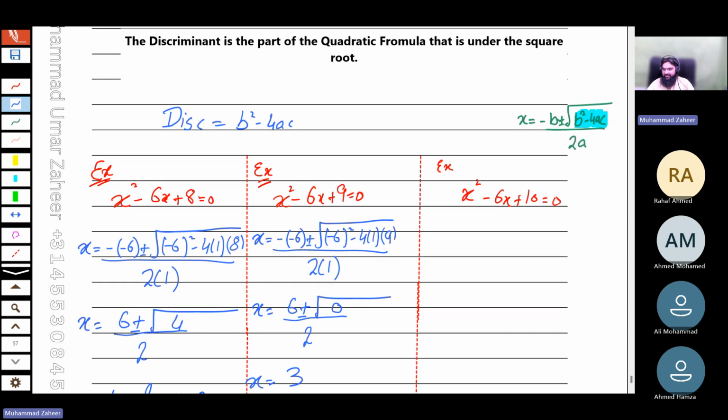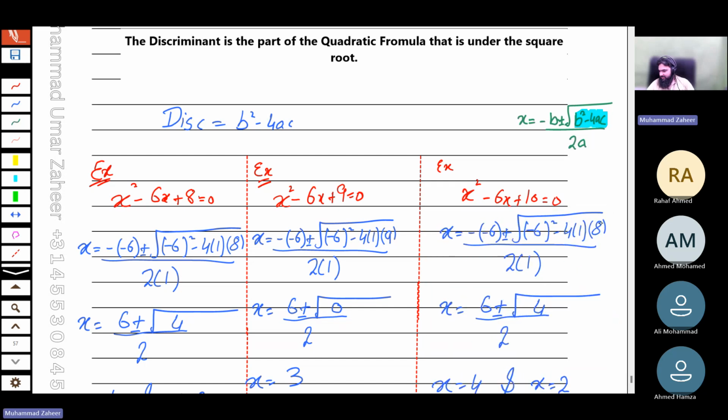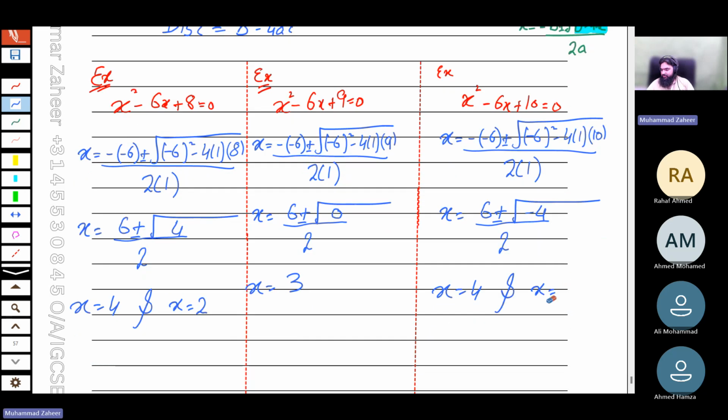Now we have the next equation. We have x squared minus 6x plus 10. So we have to replace 8 with 10. Now 6 squared is 36, 4 times 10 is 40, and 36 minus 40 will be minus 4. Yes, everyone, when you are getting a negative value inside the square root, is it possible to solve? No. This means that this type of equation has no solution.